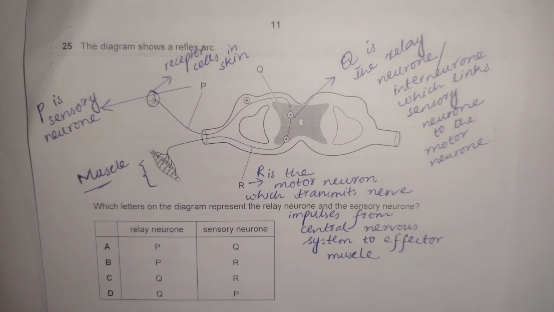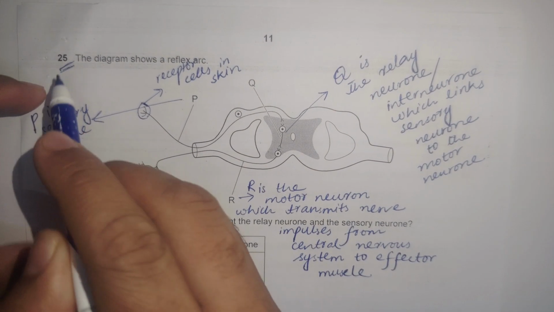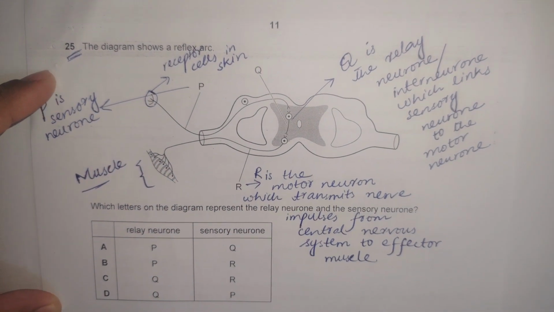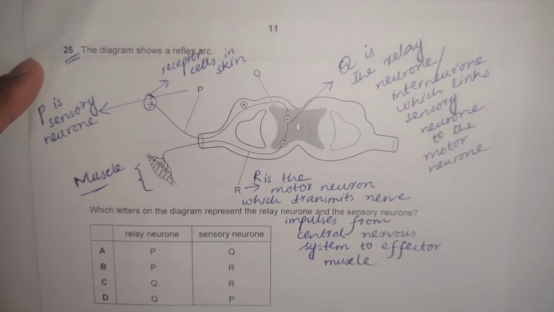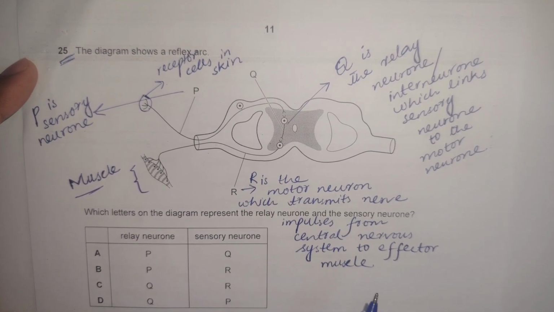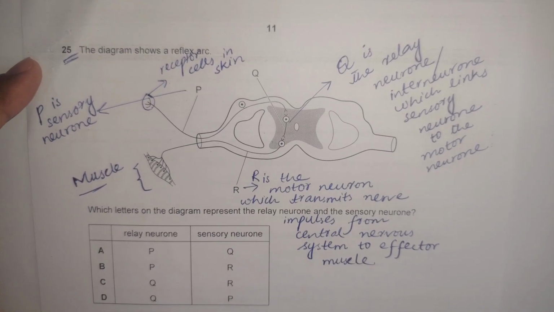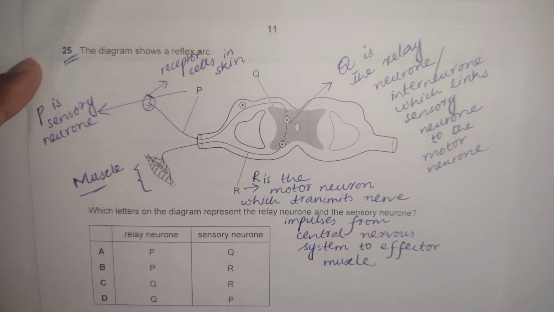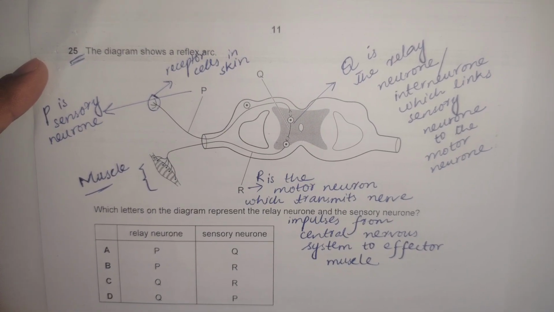So here we have question number 25. This question is a little tricky and most of the students lose their mark in this question. But I hope the provided notes and the detail taught by me will help you in finding the correct answer out of these four options.